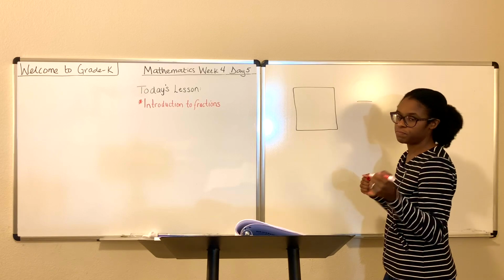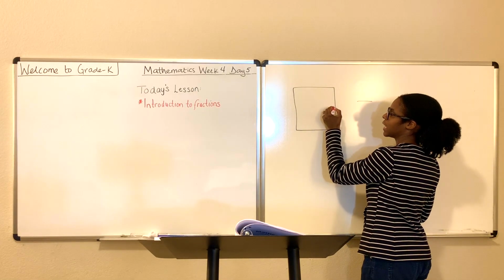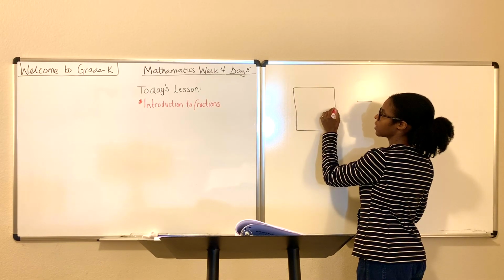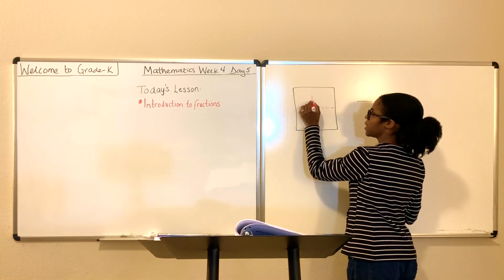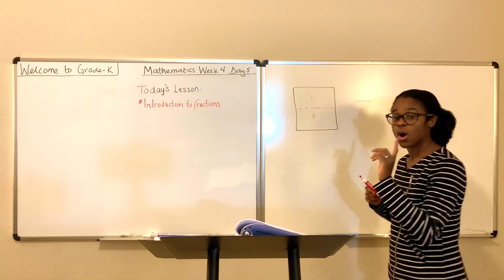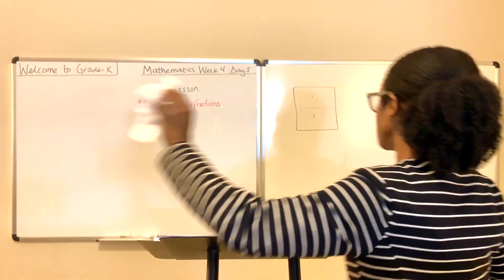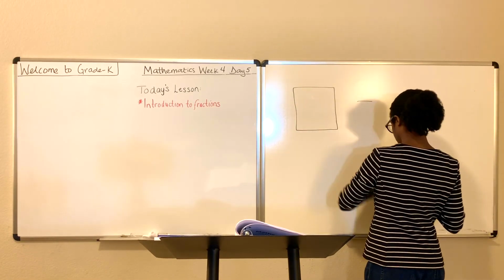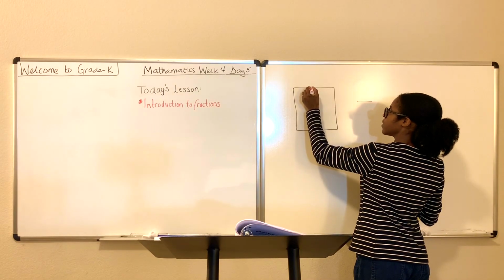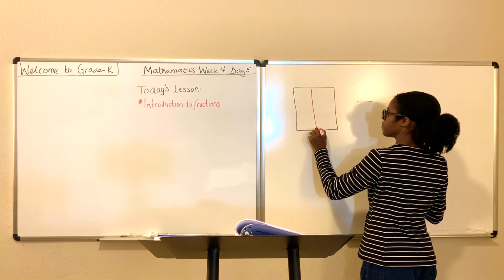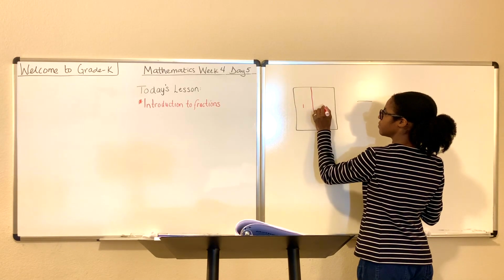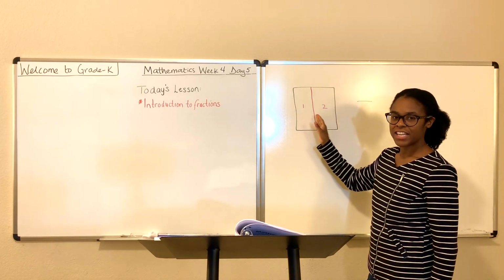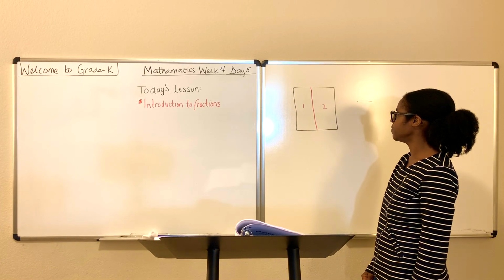To do that, you can either make a horizontal line across like this. If you make a horizontal line across like this, you have page 1 and page 2. Or you can make a vertical line, which works just as well, from the top all the way down to the bottom. And then you have page 1, page 2. That's simple. I have 1 page and the second page.